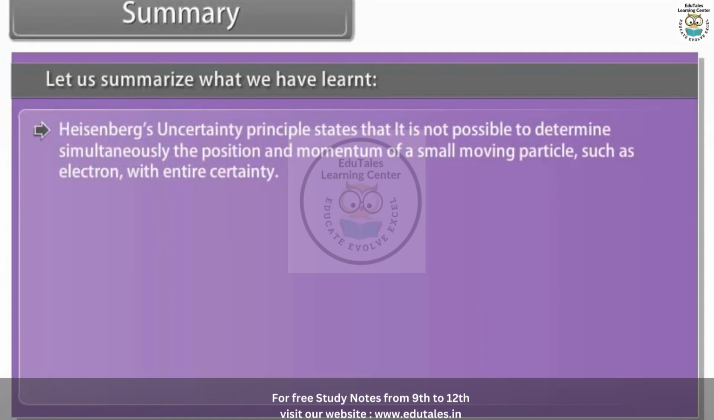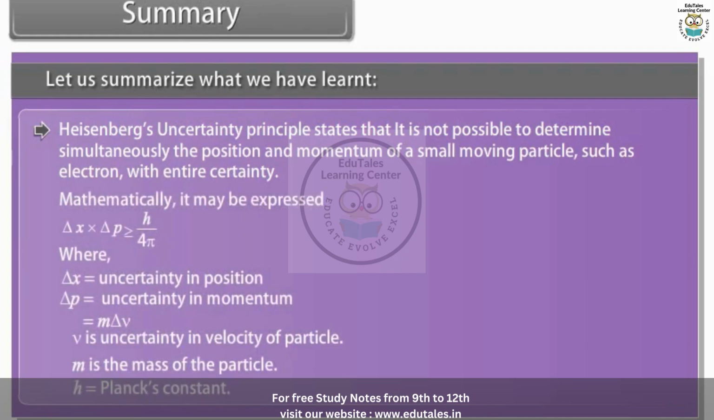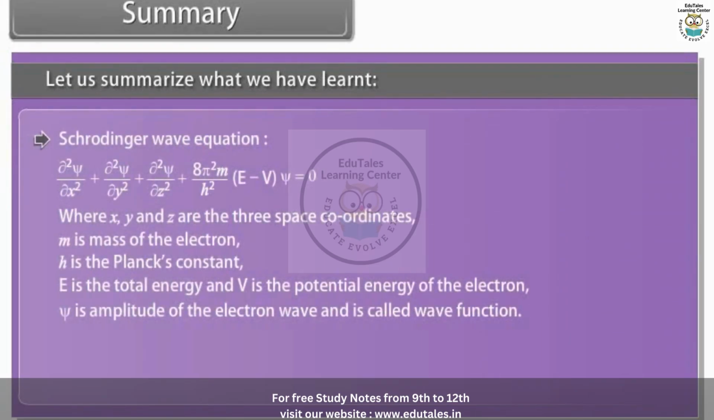Heisenberg's uncertainty principle states that it is not possible to determine simultaneously the position and momentum of a small moving particle, such as an electron, with entire certainty. Mathematically, it may be expressed as below. Schrödinger wave equation, where x, y and z are 3 space coordinates. m is mass of electron, h is Planck's constant, E is the total energy and V is the potential energy of the electron. Psi is amplitude of the electron wave and is called wave function.